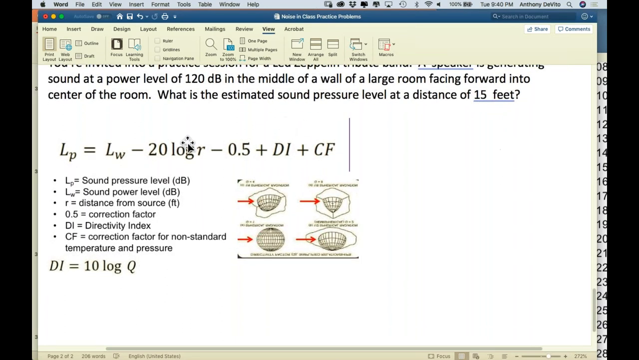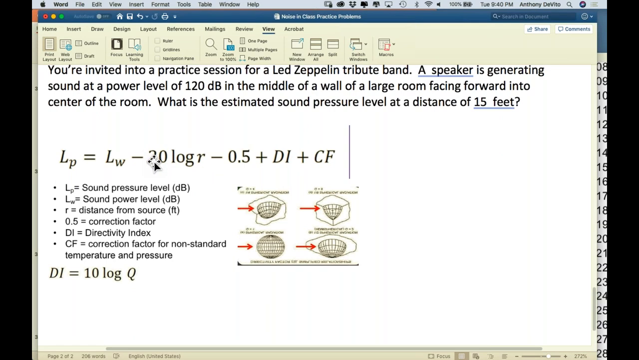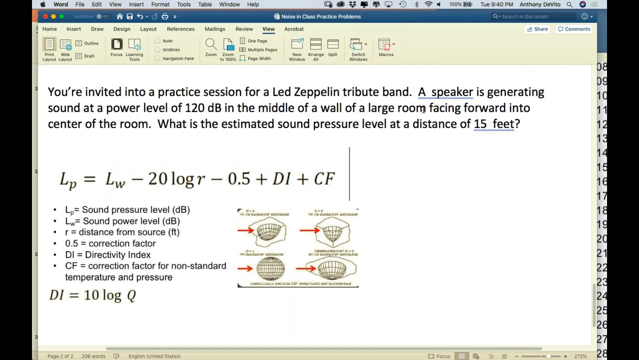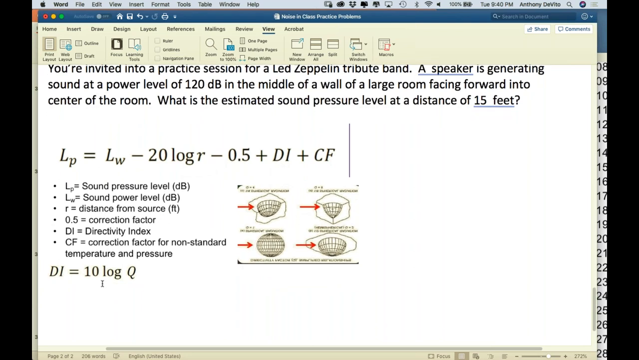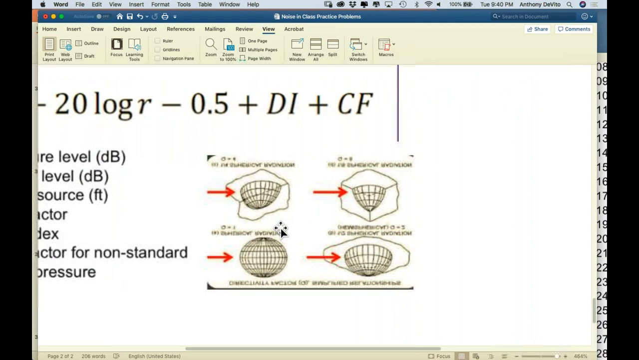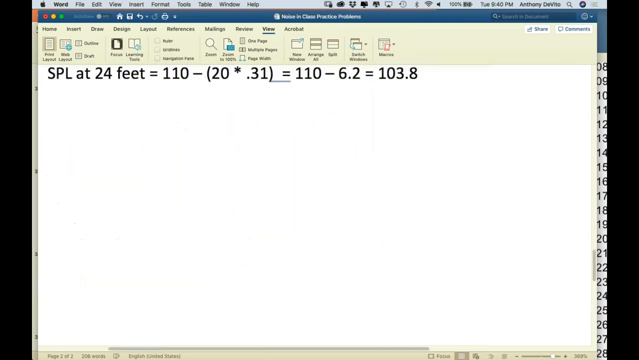So let's see what we have here. The power of the source is 120 decibels. Minus 20 times the logarithm of the distance in standard units, which is feet, which is 15. 20 times the logarithm of 15, minus 0.5 plus DI. And what is DI? DI is 10 times the logarithm of Q, for our case, which one of these is ours? It's the one, oh, it's upside down. I'll have to fix that slide.